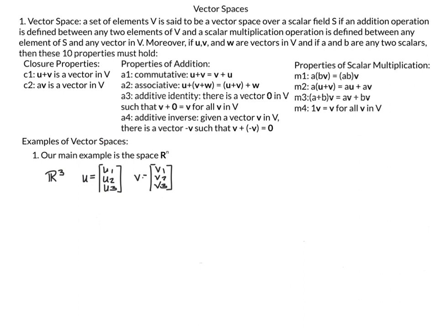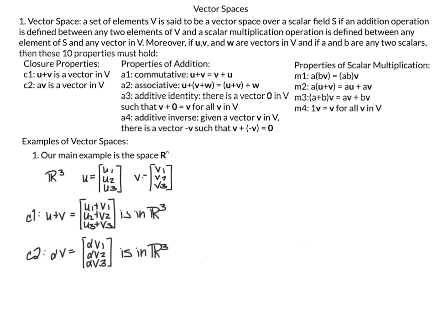Then 2 example vectors that I have are the vector U, which is composed of U1, U2, U3, and V, which has components V1, V2, and V3. I need to show that these 10 properties, which I rearranged so that I could have space down here, the closure properties, the properties of addition, and properties of scalar multiplication, hold for our vector space R3. And we will start with C1, that is, the addition of 2 vectors is closed.